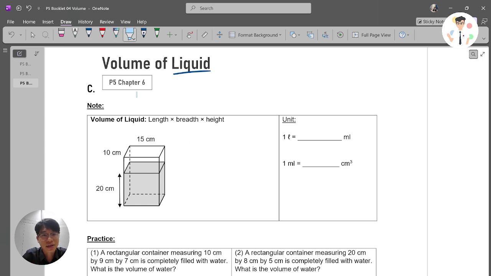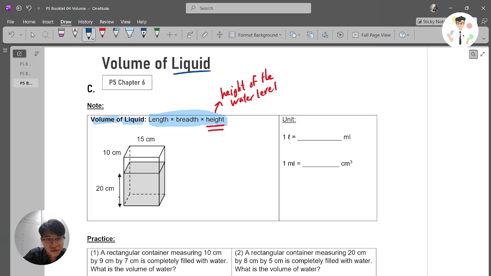And the key idea here is in order to find the volume of liquid, we'll be using something very similar: the length times the breadth times the height. But this round, what is important is this height is not the height of the container, it's not the height of the cuboid, but it's the height of the water level. So for example, if I give you here to here, example is 30 cm. Is it important? No, because what I want is the height of the water level here.